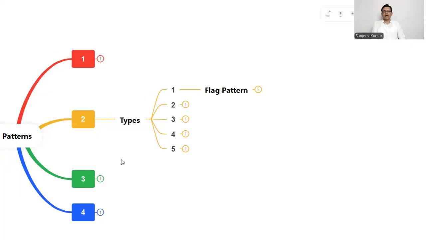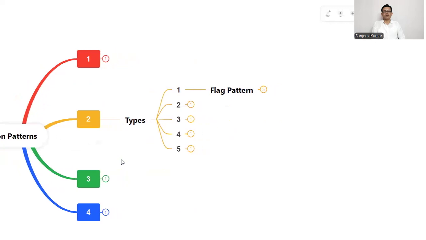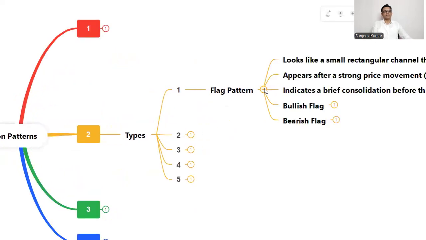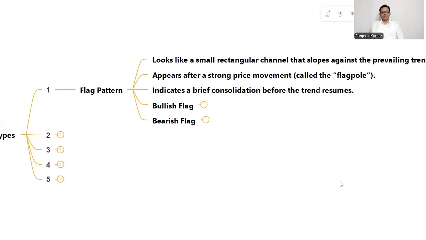And this is a type of continuation pattern. This is the first type, that is the flag pattern. So let us understand what the flag pattern is.